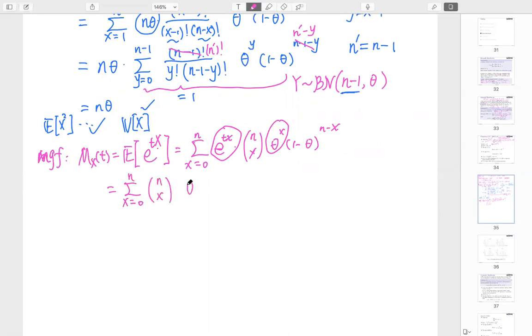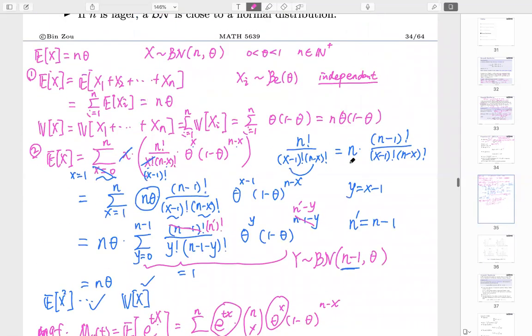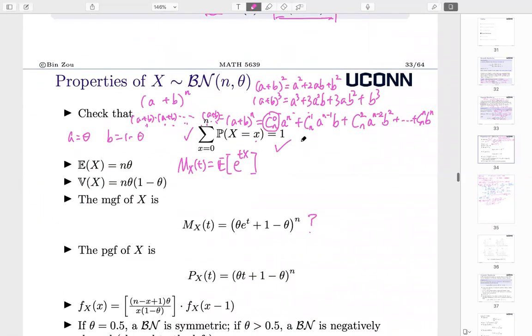What I have is theta times e to the power of t, then it's x, 1 minus theta, m minus x. Then recall our general binomial expansion. The binomial expansion is here, right? So you have a different a. B is still the same. B is still 1 minus theta, but a is no longer theta.